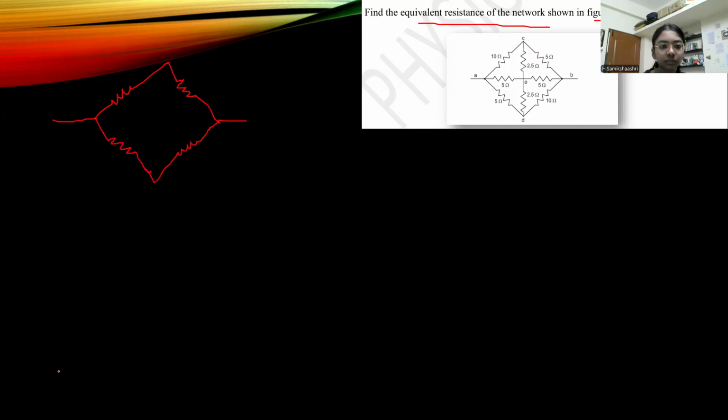like this. We have one more resistance like this, one more. This is B, this is A. Okay. Clear? Whatever values are given, I just wrote 10 ohm, 5 ohm. This is 10 ohm, 5 ohm. Okay.